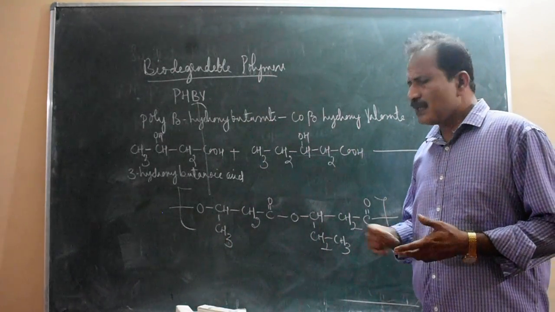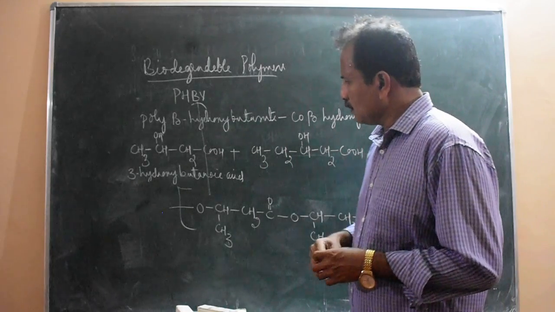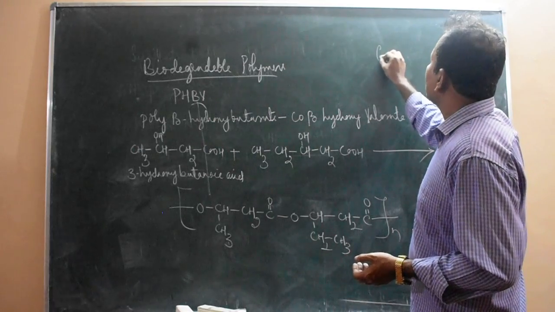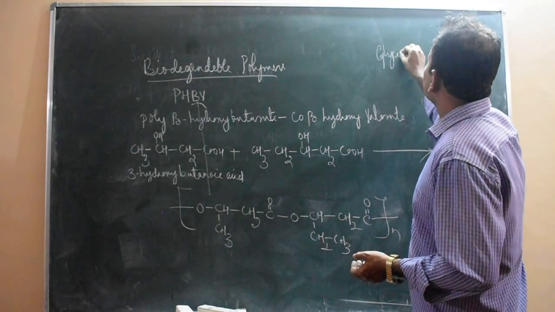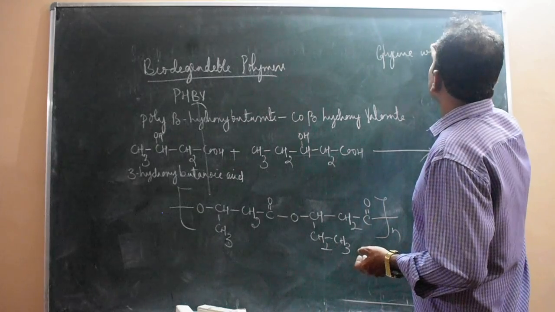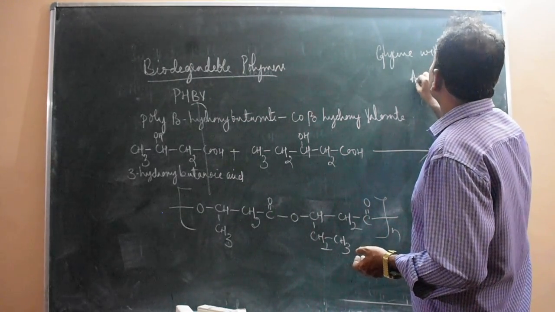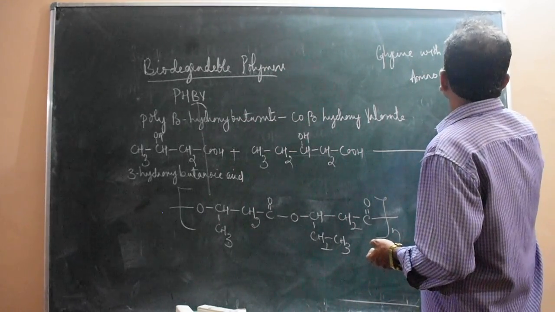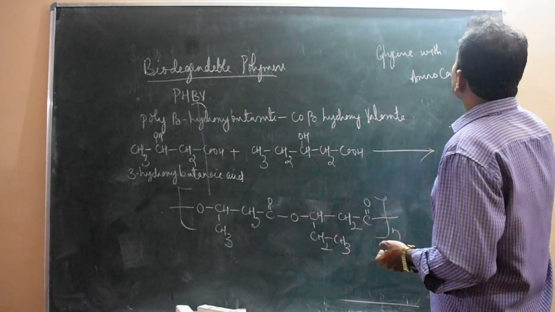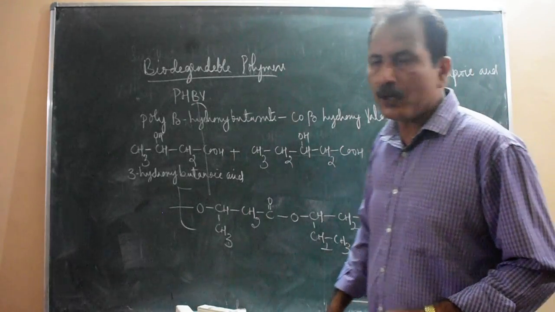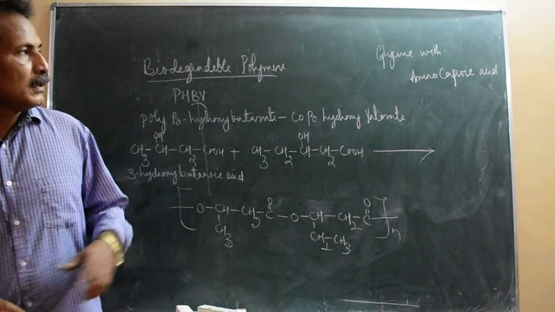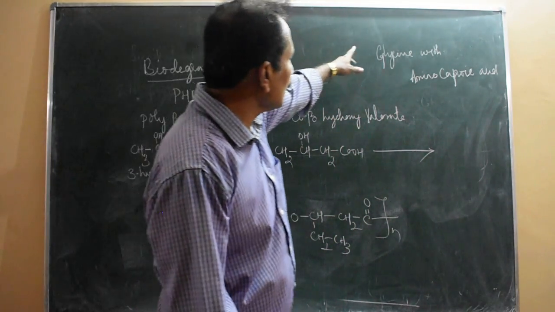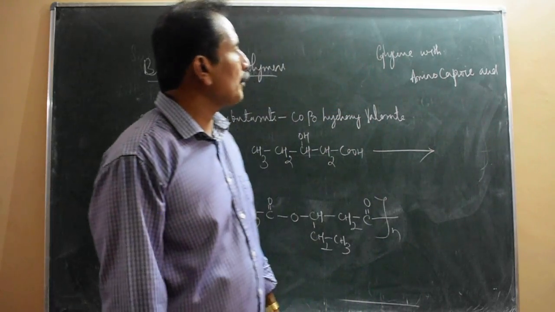Okay. There is one more, nylon 6, nylon 2, which is prepared by the reaction of glycine with amino caproic acid. So you can get one more biodegradable polymer, which is called nylon 2 nylon 6, by combining glycine with amino caproic acid.